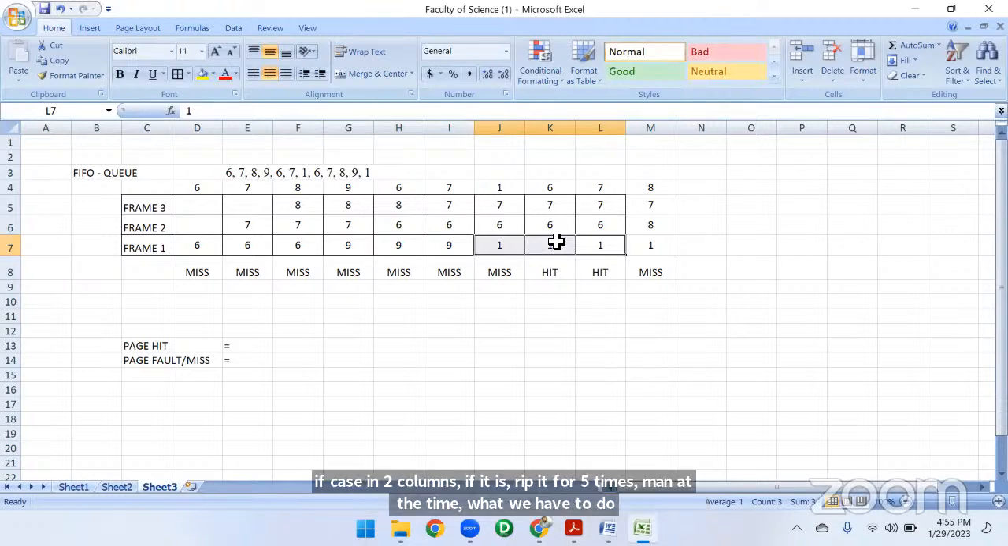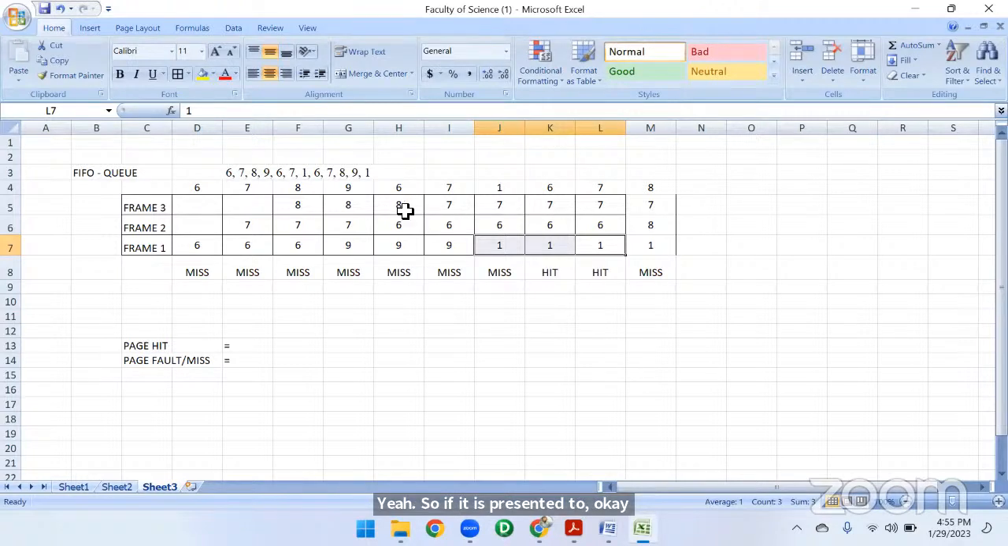So if it is present in two, okay. For now, for example, 7 is also available here. Let me think now. When we have 7 here also, we can place it in any place. But the thing is that at that time we can check with first in first out.